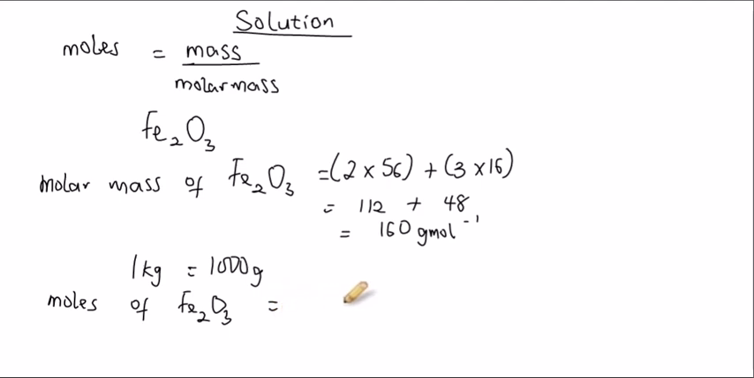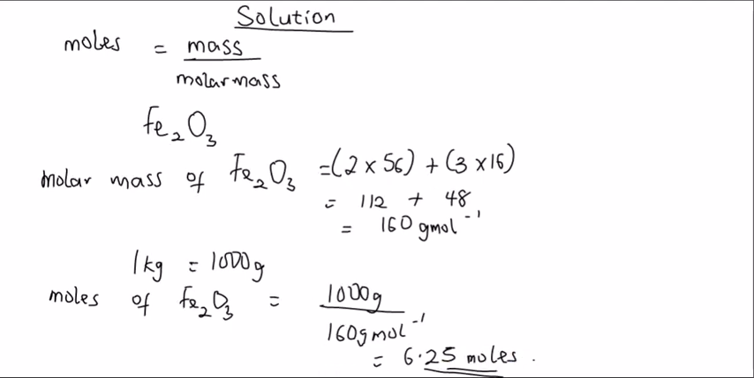So the moles of iron(III) oxide will be equal to the mass of the compound, which is 1000 grams, divided by the molar mass we calculated here, 160 grams per mole. And dividing this, we have 6.25 moles, which serves as our final answer. So with this, we've come to the end of the solution to the question.